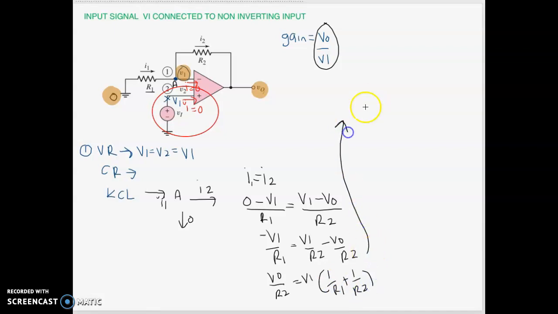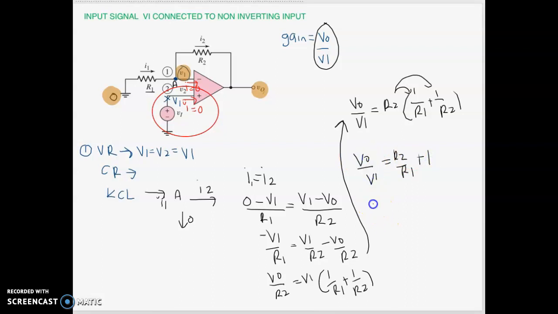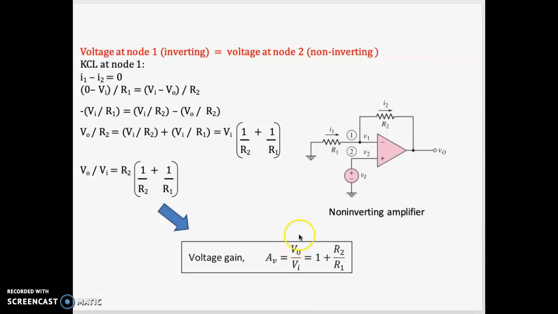So you will continue here. V out over V1 equals R2 times (1 over R1 plus 1 over R2). If you take note here, it becomes R2 over R1 plus 1. So this is the gain AV of the non-inverting amplifier: 1 plus R2 over R1. So now the gain is derived. Okay, so you can see here for the non-inverting amplifier, you can get the gain 1 plus R2 over R1.